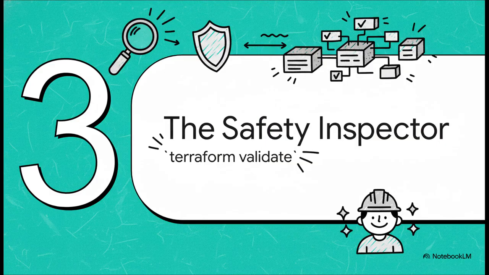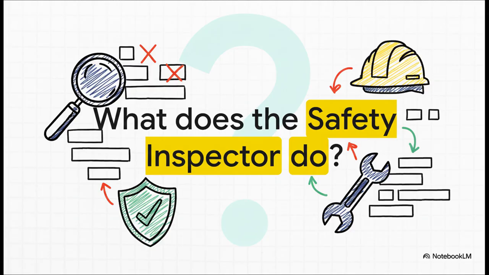Okay, on to our second safety net. Our code is now all tidy and readable thanks to FMT, but is it actually correct? Will it run? Well, that's where our safety inspector, Validate, comes in. So, what's on this inspector's checklist? What is it actually looking for when it scans your code? It's not worried about style. It's hunting for real mistakes that would cause Terraform Apply to fail.